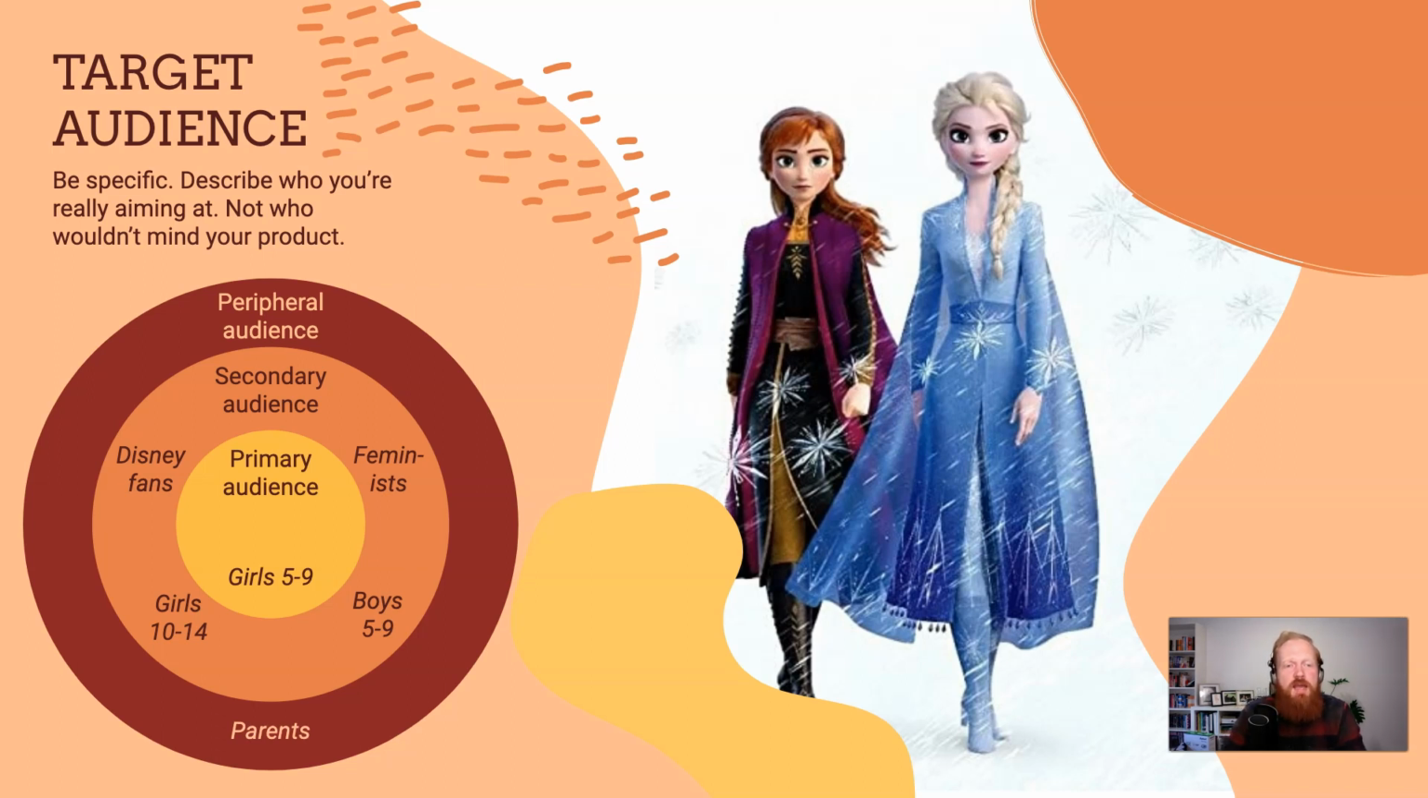And then finally, your peripheral audience might be something like parents who take their children to see Frozen in the cinema. They have to be in there sitting with them, and they'll have a little chuckle along the way. But if it wasn't for their kids, they probably wouldn't be buying the tickets to go and see the actual film in the cinema themselves. So that's a small breakdown of how you might represent your primary audience as well as other people who would enjoy your product.